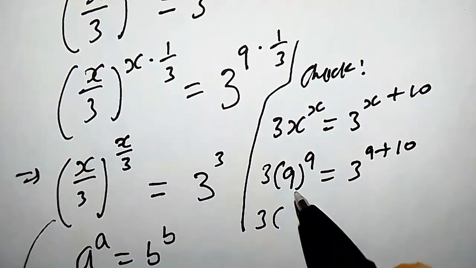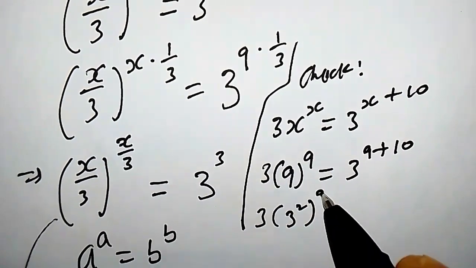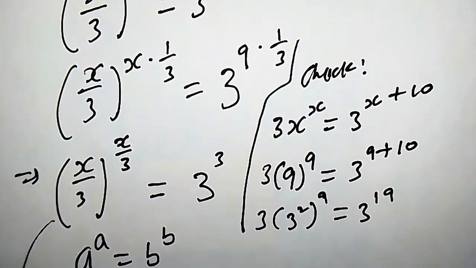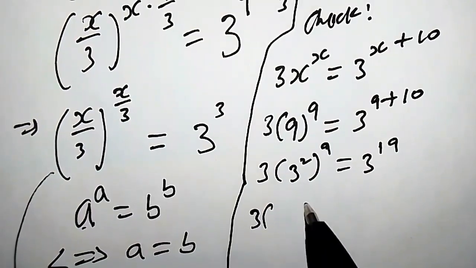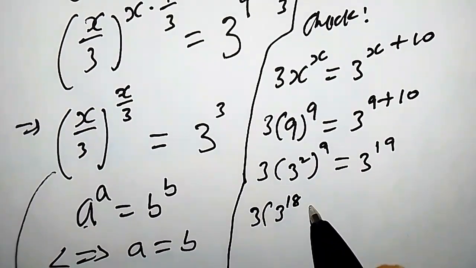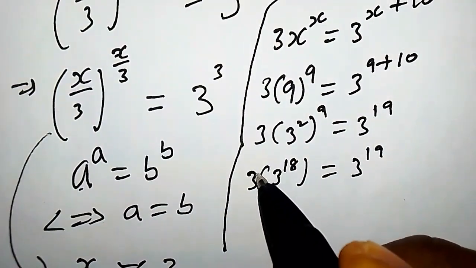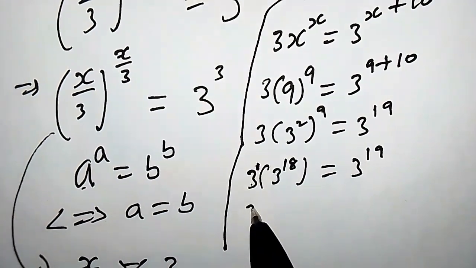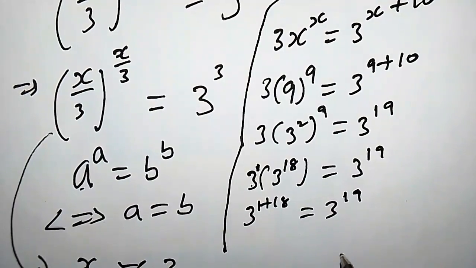We have 3 times, this base could be written as 3 squared, to the power of 9 equals 3 to the power of 9 plus 10, that is just 19. So we have 3 times 3 to the power of 2 times 9, that is just 18. So we have 3 to the power of 18 equals 3 to the power of 19. Don't forget the power of 3 here is 1. So by laws of indices, we just add the powers. So we get 3 to the power of 1 plus 18 equals 3 to the power of 19.